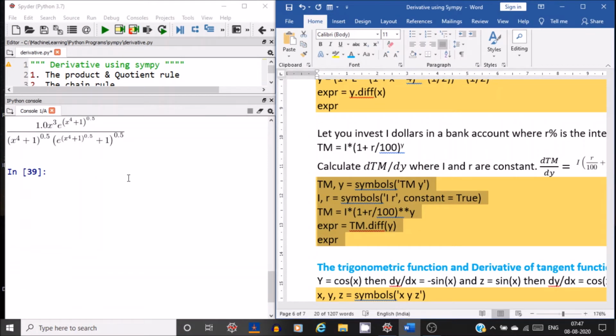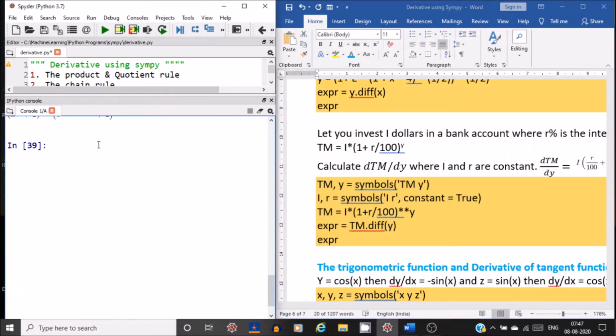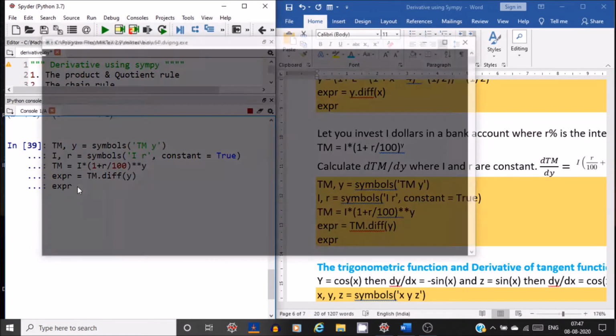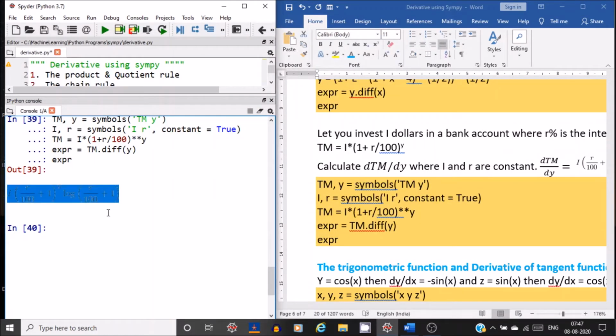So to do this, you can see here Tm and y both are symbols, and I and R are the constants. And we have to implement this one. So Tm is equal to I into (1 plus R by 100) to the power y. And we have to differentiate this particular expression Tm with respect to y, and we can see the result. So this is the result. Okay, we have got it.